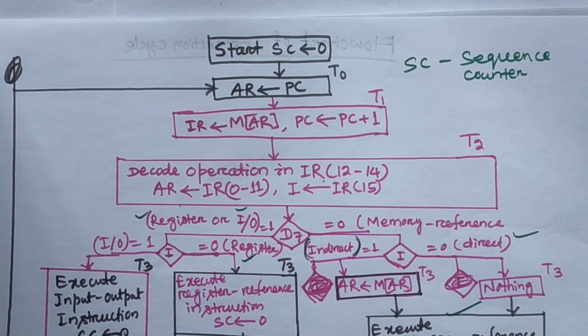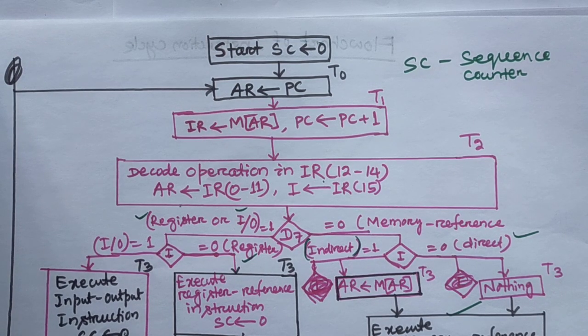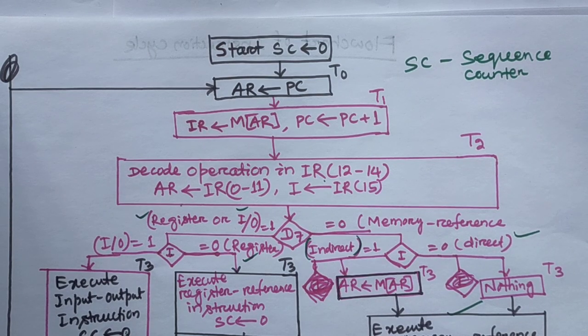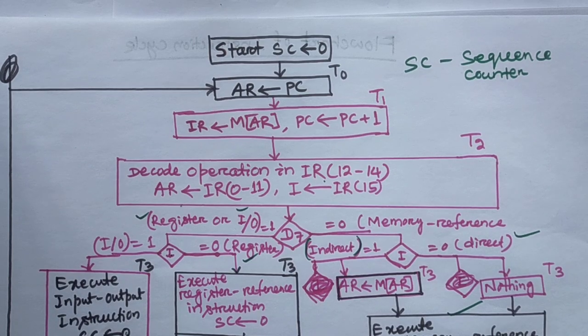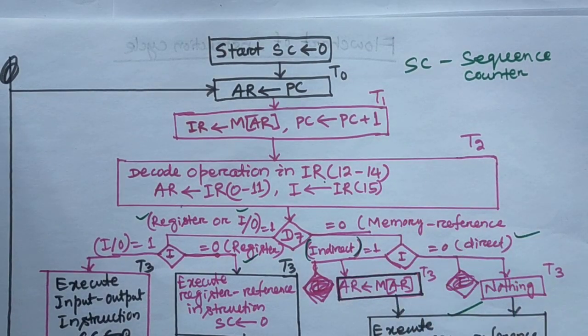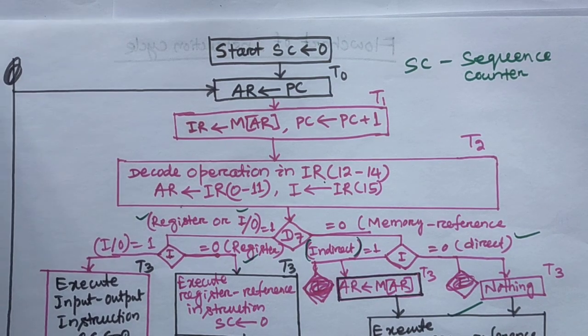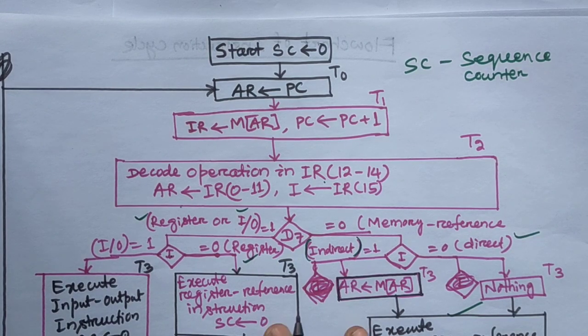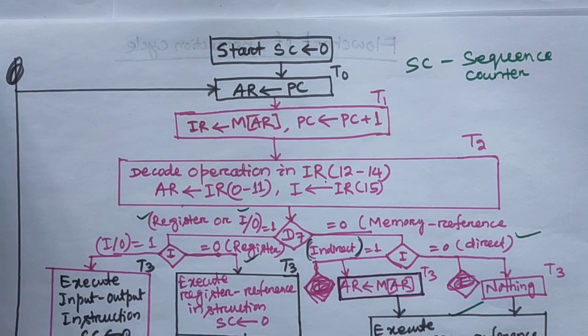When we try to design this flowchart, we will see how it covers one after another as per the time slots, T0, T1, T2, T3. Whenever T3 arrives, execution will start, and that execution goes through memory reference, register reference, or input output instruction reference. So this is the basic concept regarding the flowchart of the instruction cycle.